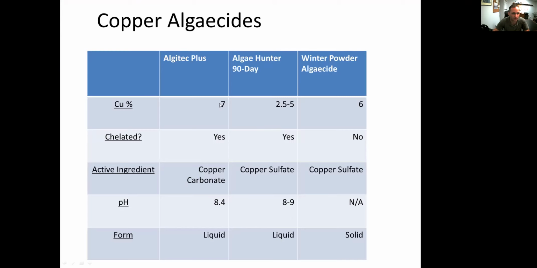So the first two are pretty similar. The main thing is the copper percentage, and then they're both chelated. Then the form doesn't make a whole lot of difference, and the pH is pretty similar. This one's a little bit higher, but any of these three will work. These two are the better ones because they're sequestered, but either of these work fairly well.